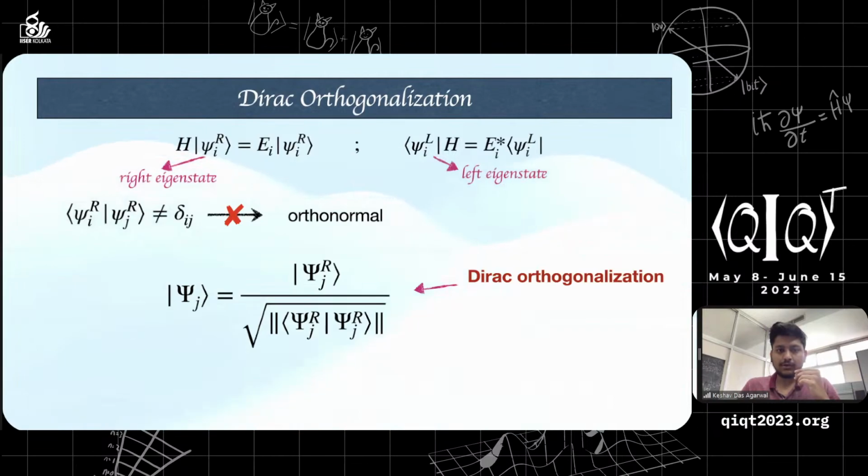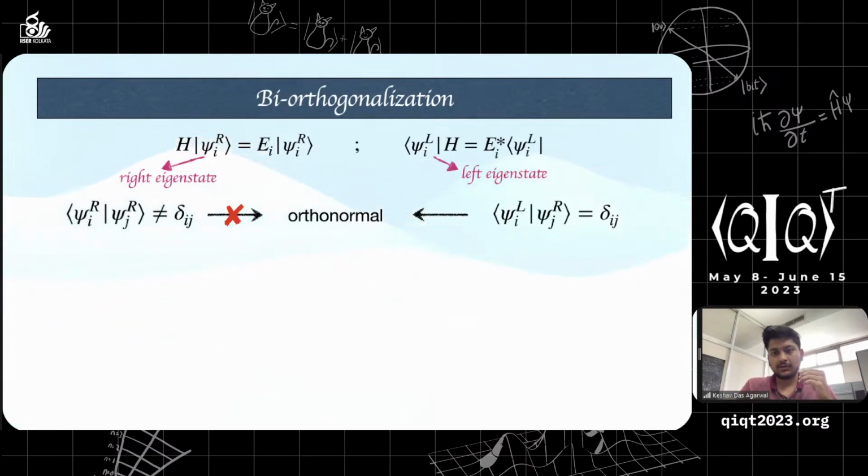So one way is to normalize the states by hand. This is the Dirac orthonormalization. Whereas, since this equation holds that the left eigenstate is orthonormal to the right eigenstate, we can define a new inner product such that all the dual vectors are taken from the left eigenspace, whereas all the vectors are taken from the right eigenspace. So in this case, we define a map from the complex conjugate of the right eigenvector, because in the Hermitian case, we take the complex conjugate of a right eigenvector as a dual vector. So we just map from the complex conjugate of a right eigenvector to the left eigenvector, and this map is the biorthogonalization metric.